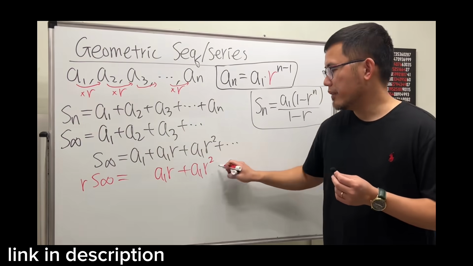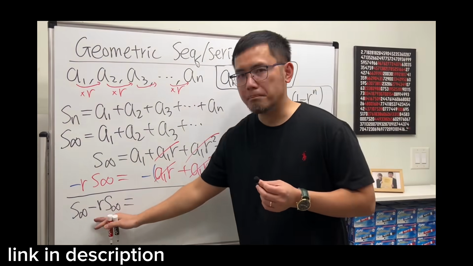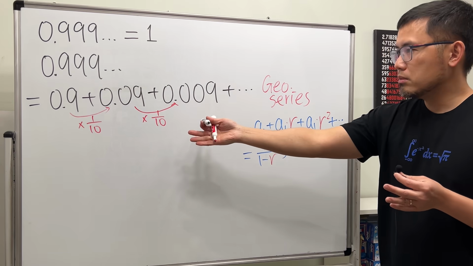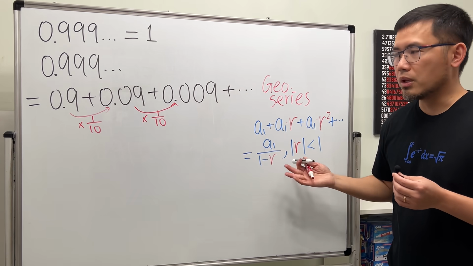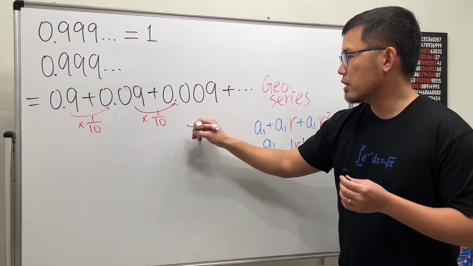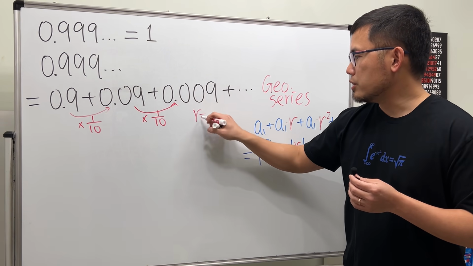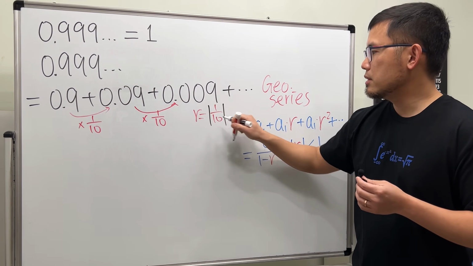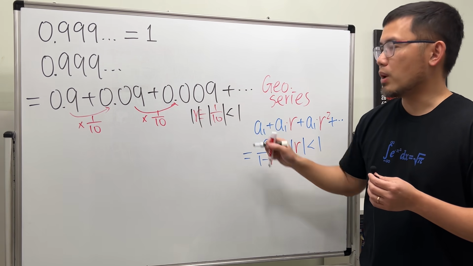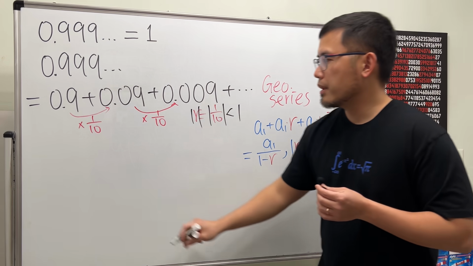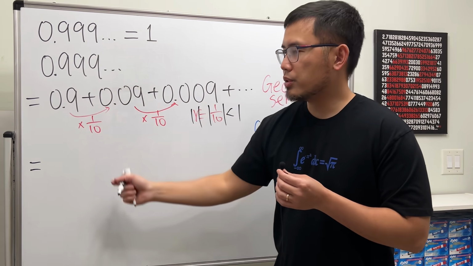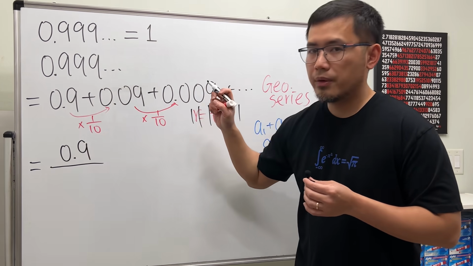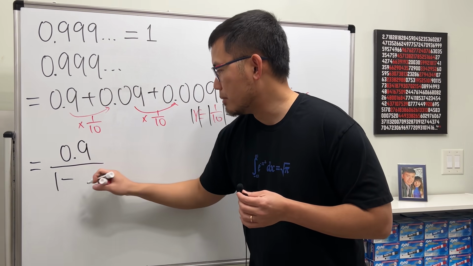In fact, I have a detailed proof on this, so you guys can go check that out in the link in the description. So right here, we can just go ahead and apply this formula because, as we can see here, the common ratio r, which is 1/10, has an absolute value less than 1. So it does converge. It will converge to the first term, which is 0.9 over 1 minus the common ratio, 1 minus 1/10.